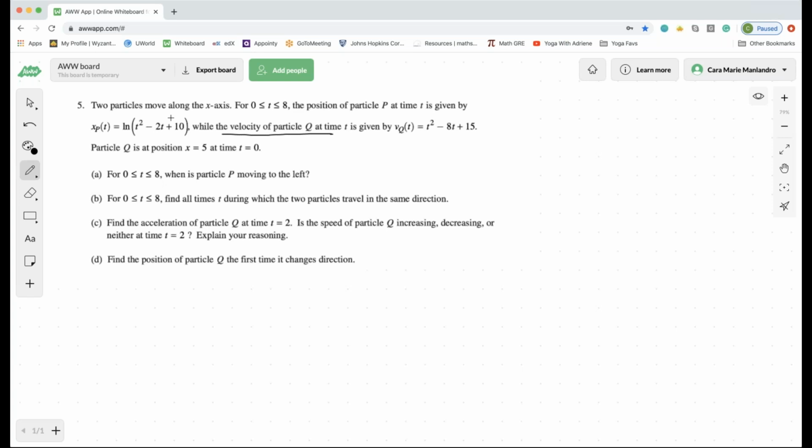All right, does everybody agree that for that question, particle P is moving to the left when its derivative is 0? Yes, no, maybe, kinda?